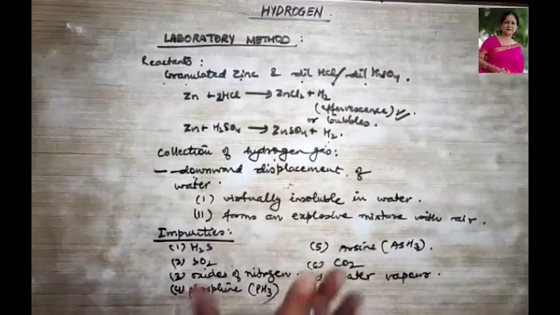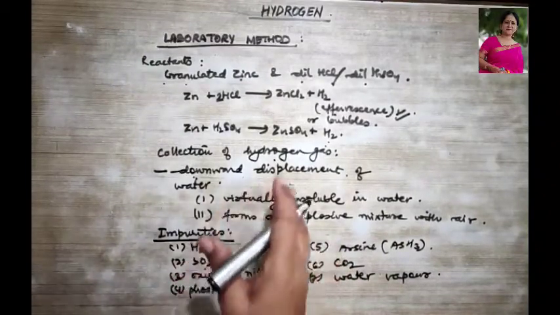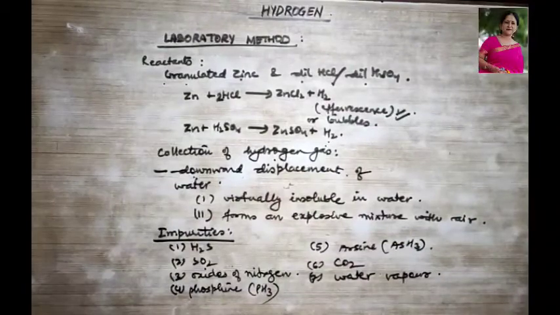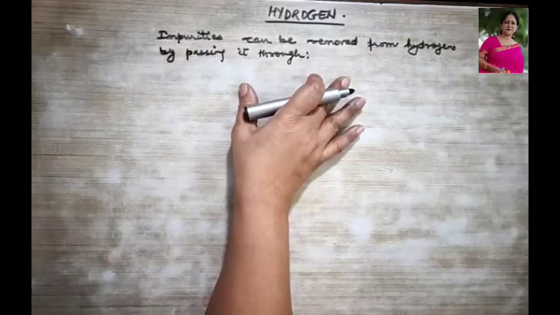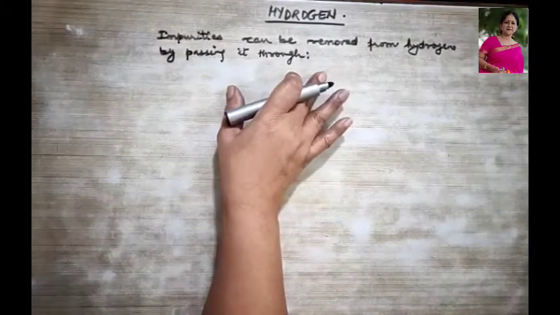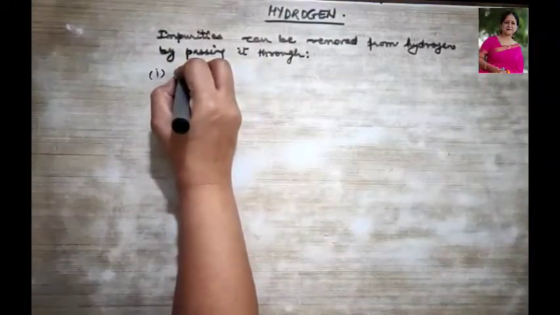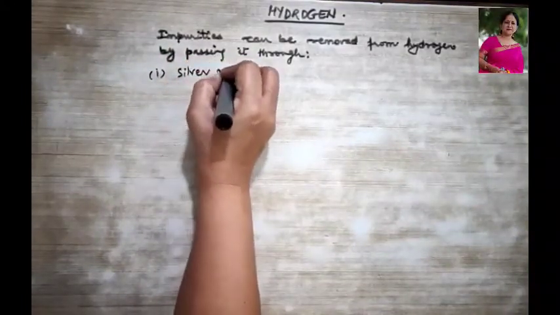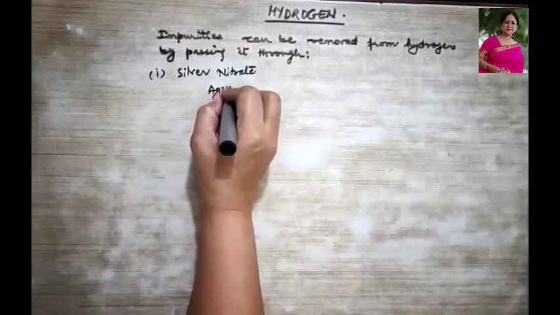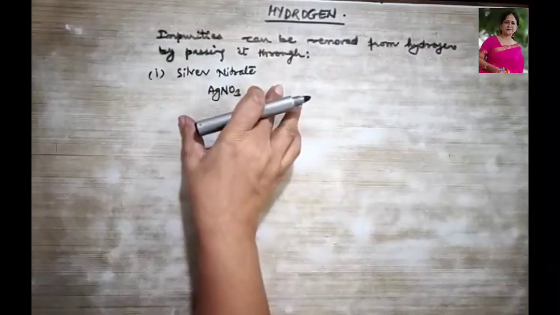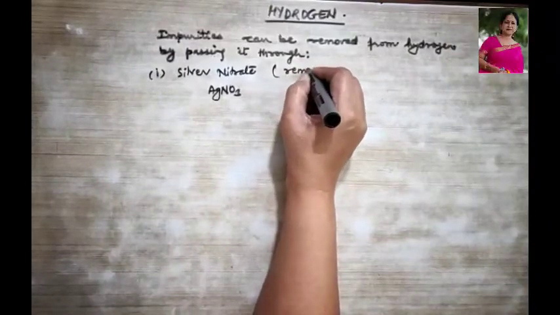Now, how can we get rid of these impurities from hydrogen is what we are going to study next. Here we shall study how the impurities can be removed from hydrogen by passing it through solutions. So, the first solution that we use is silver nitrate. Okay, silver nitrate means AgNO3. This is used to remove arsine and phosphine.